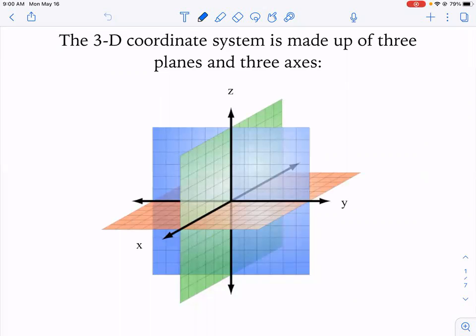So, and you don't need to try to draw this. I'm going to give you something to help you in your notes, okay? But let's just take a minute and talk about what we've got going on here, okay? We have an x-axis shooting out at us. The y-axis is shooting off this way, okay? And the z-axis is shooting up.